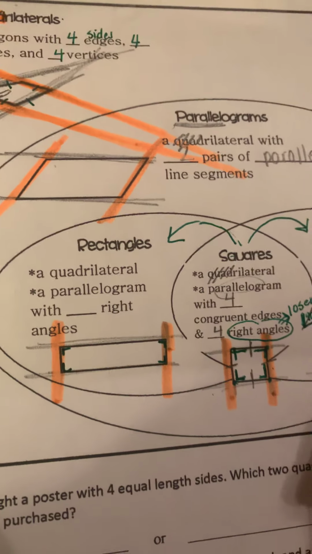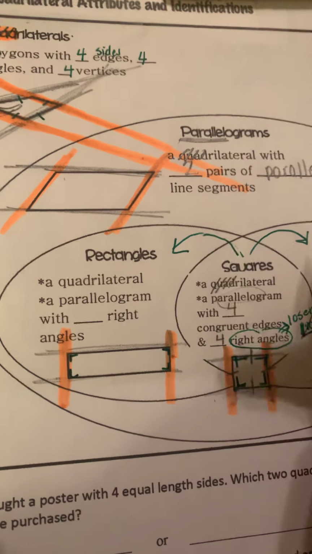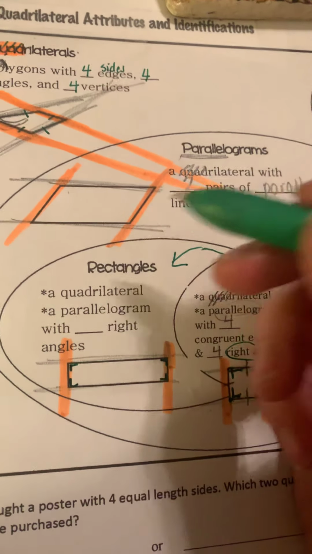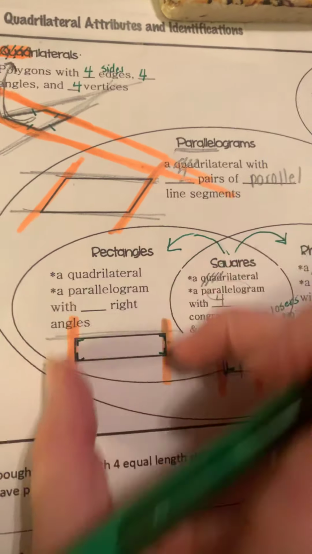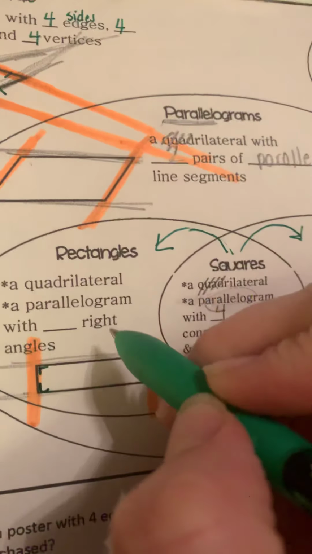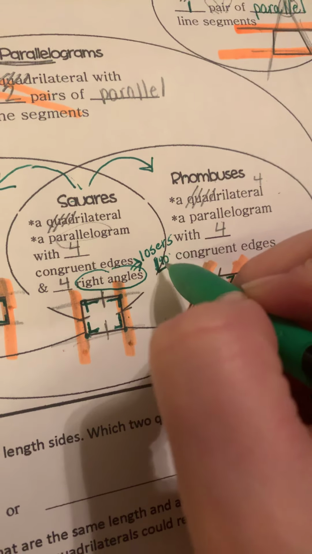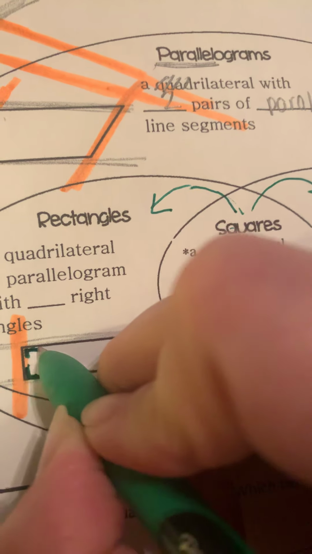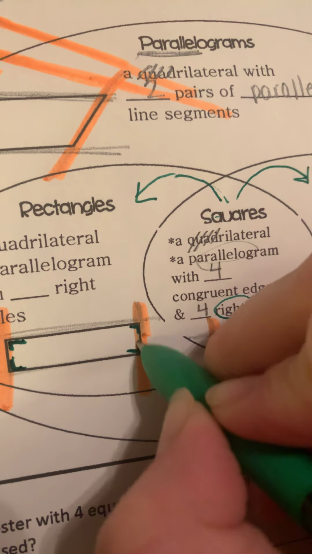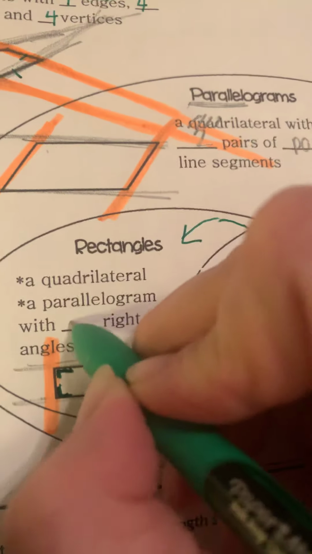All right, look at the rectangle. Is it a quadrilateral? How do you know? 4 edges. How do you know it's a parallelogram? Well, parallelograms have 2 pairs of parallel segments. Parallel, parallel. Right angles. Well, right angles are losers. So let's see. 1. That's a capital L. L. L. So 4 right angles.